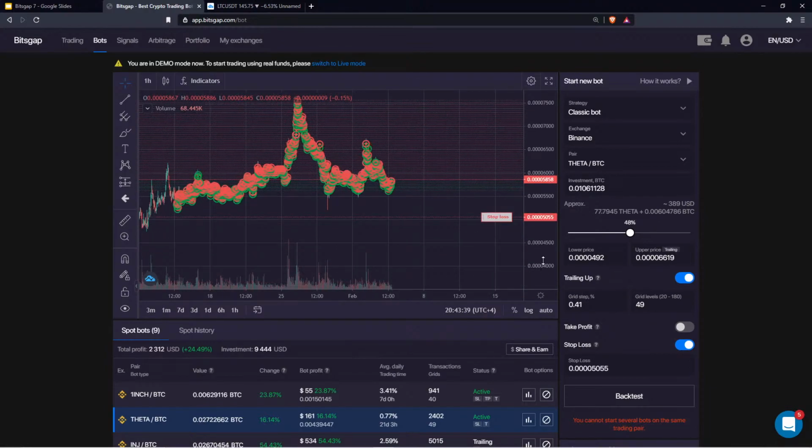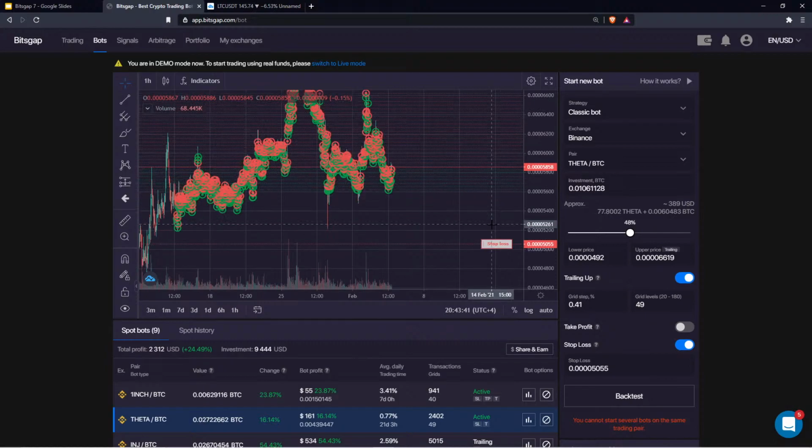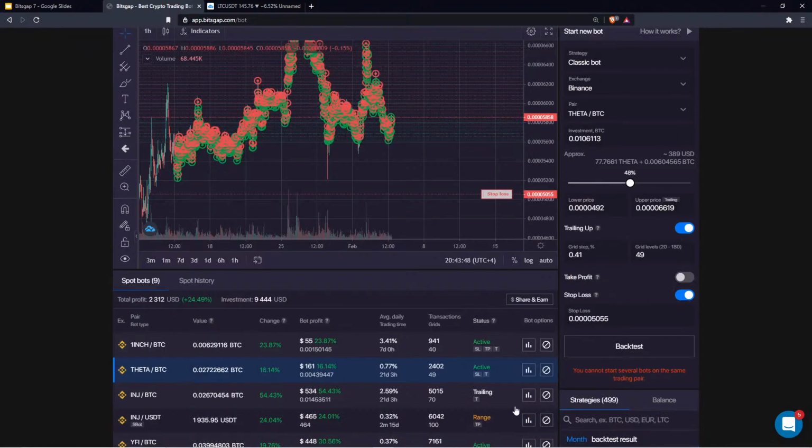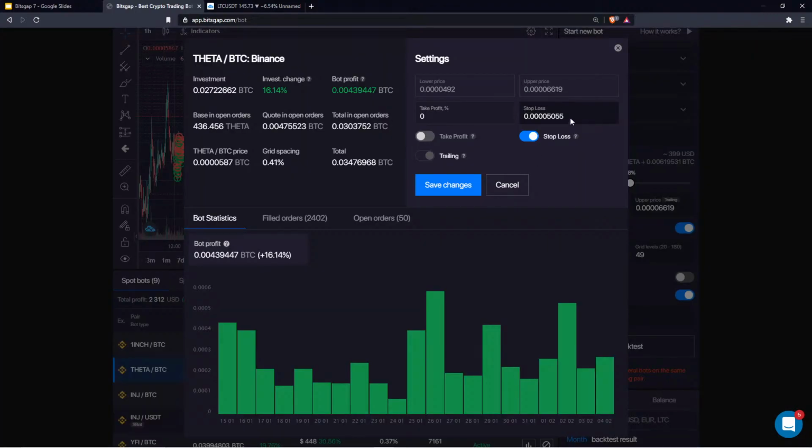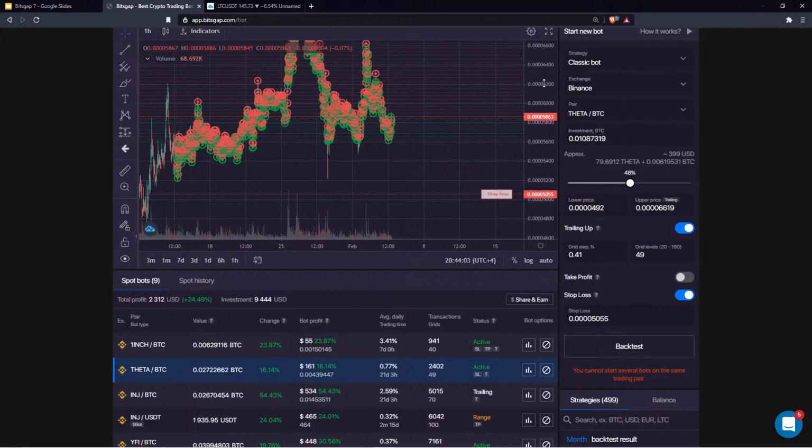So let's say I want my stop loss to be around this area, and this is something that you can do just by dragging the line. What else you can do is that you can manually type in the exact price where you want your stop loss to be. So just go here and change the stop loss value over here. Okay, so that's the point.